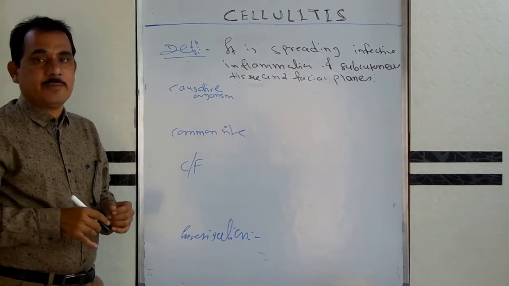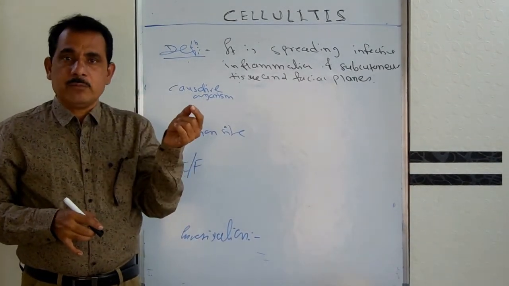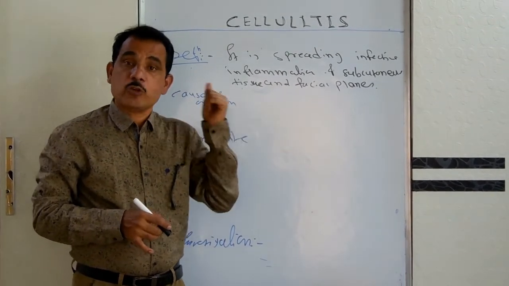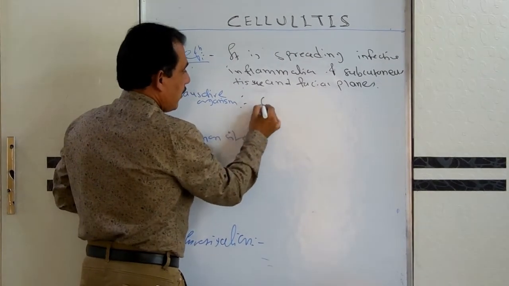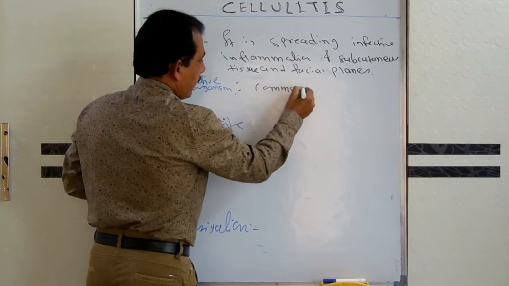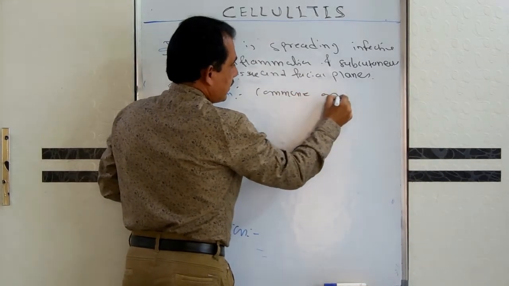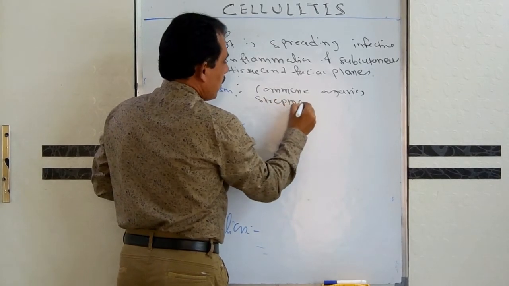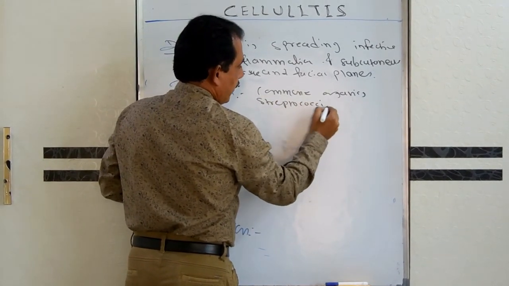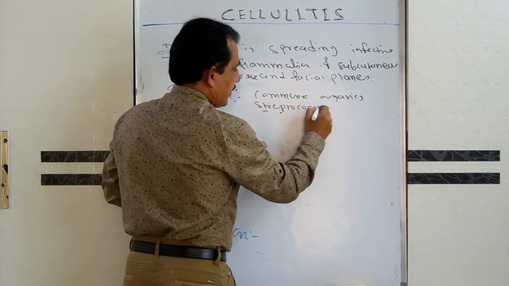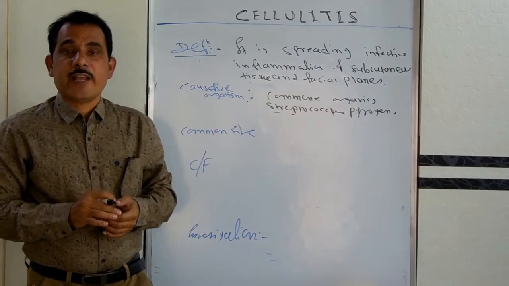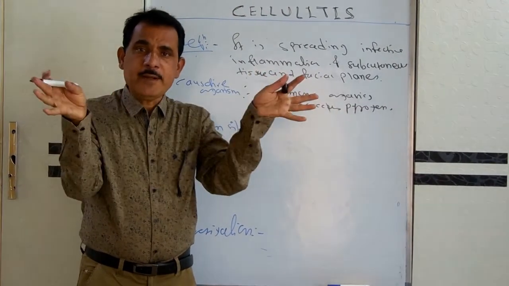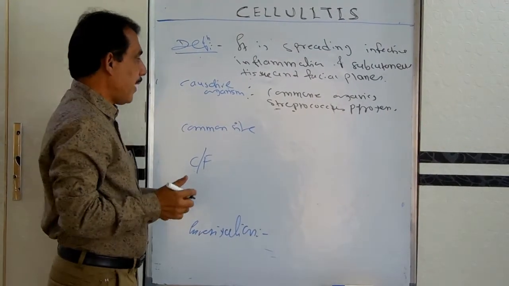Then the causative organism. Any organism which has the power of causing infection and inflammation will produce the cellulitis. But the common organism is streptococci or Streptococcus pyogenes. Streptococcus pyogenes has the characteristic of causing the spreading infection as compared to the other bacteria.